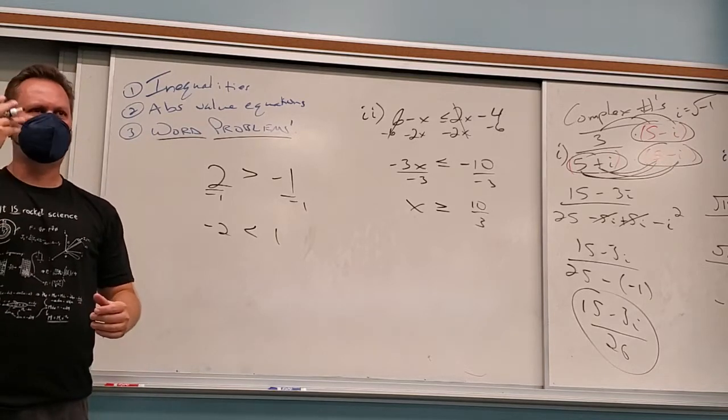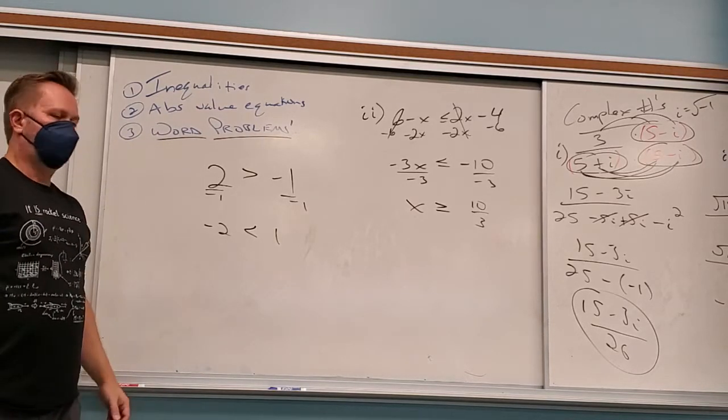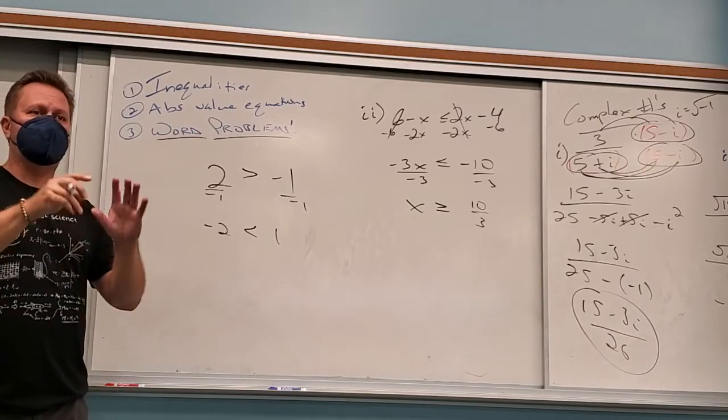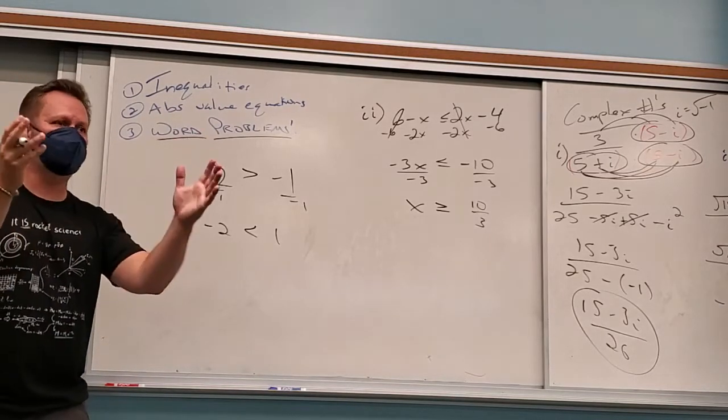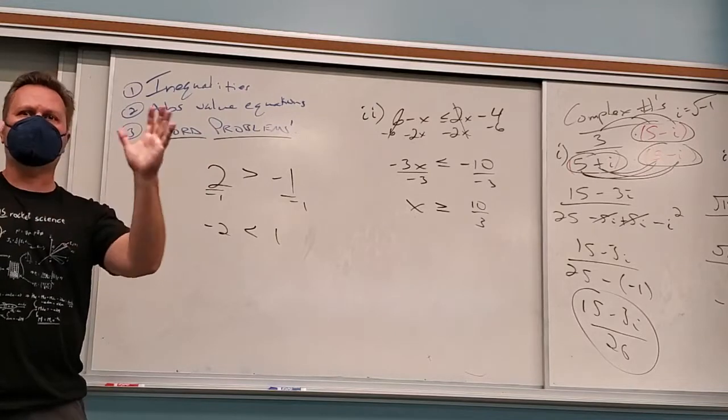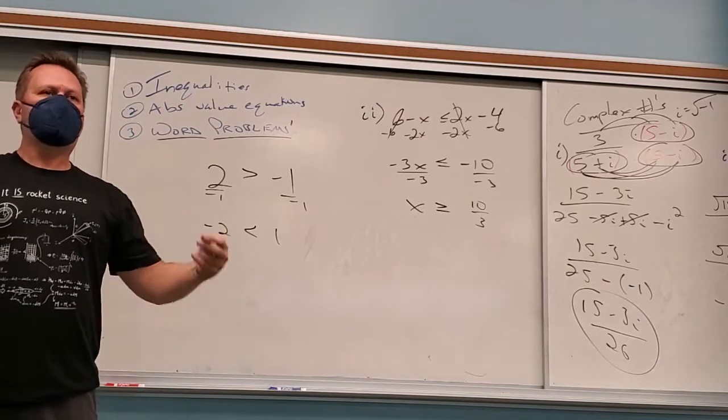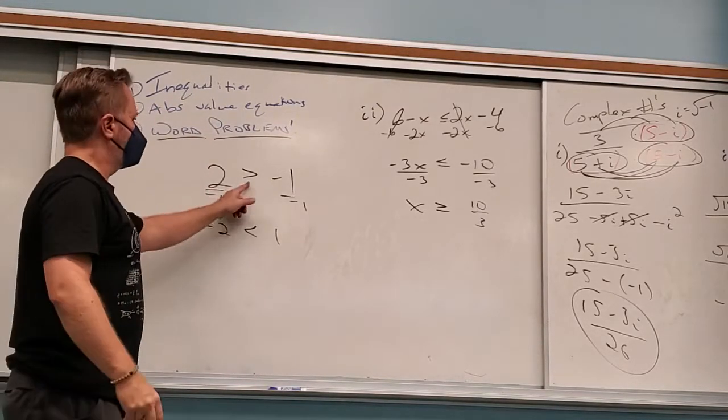Some of you still have that poker face going on. It's only if you divide by a negative though? Divide or multiply by a negative. It could be divided by negative 7, whatever. Multiply by negative 3. Whenever you multiply or divide by a negative, the sign has to flip.